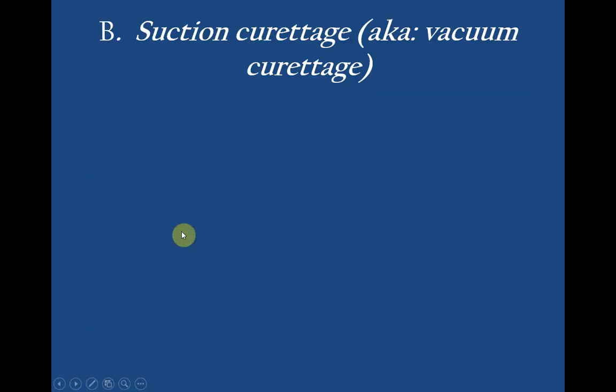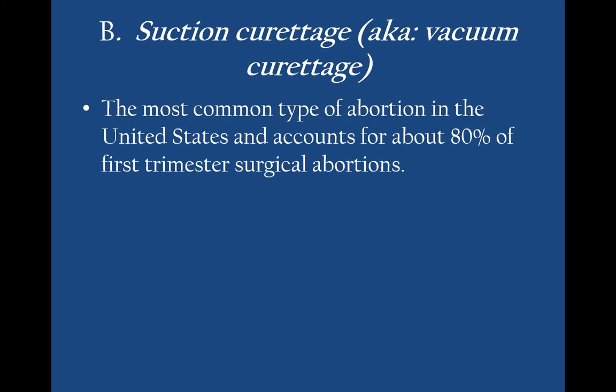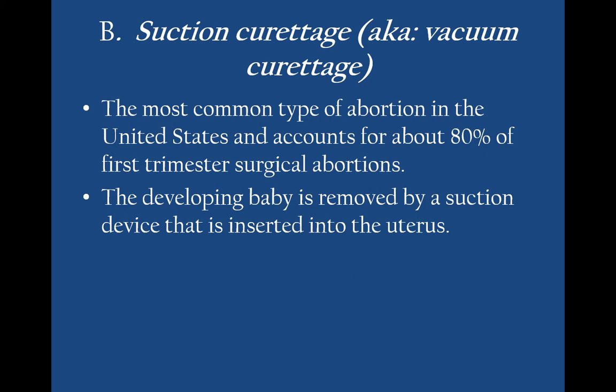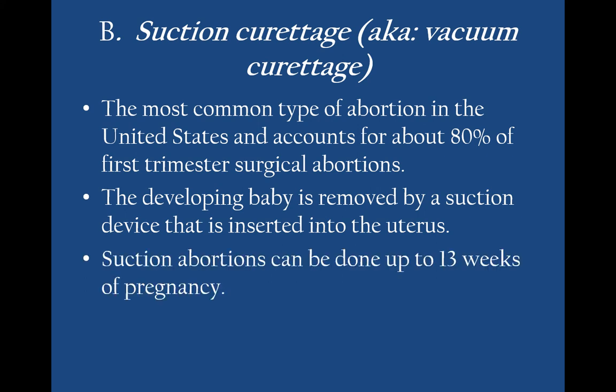That's manual aspiration. Now, when most people think of an abortion here in the United States, they're thinking of a suction abortion or a suction curettage, also known as a vacuum curettage, and it's a very violent procedure. It's the most common type of abortion. These numbers are changing. I say 80% here, maybe more like 75% with the increase of pharmaceutical abortions in first trimester, but somewhere 75 to 80% of first trimester abortions, and the vast majority of abortions in the United States occur in the first trimester. So the developing baby is removed by a suction device that is inserted into the uterus. These abortions can be done up to 13 weeks of pregnancy. Some suggest maybe just a bit beyond that.